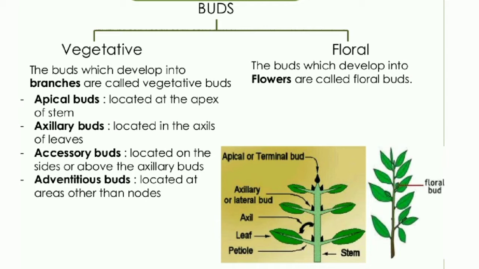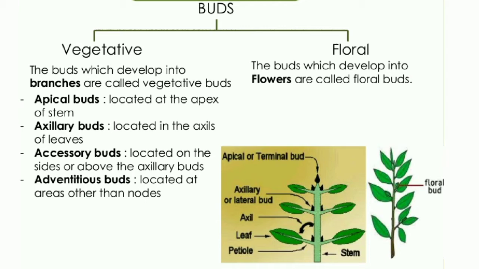First one, apical bud, means it is located at the apex of the stem. Apex means tip. Okay, you can see here the apical bud at the apex. Axillary bud, which is located in the axils of the leaves. Accessory bud, located on the sides of or above the axillary bud. Means on this axillary bud, if there is another bud, it's called accessory bud or extra bud or additional bud.